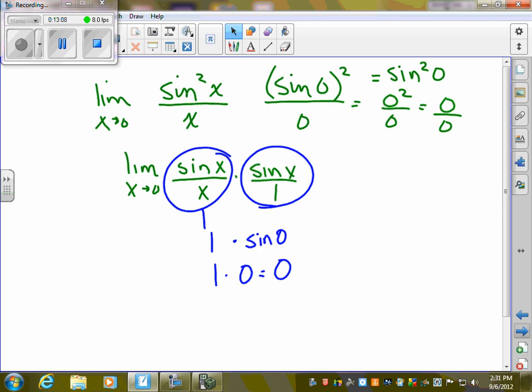Okay, not going to lie, a lot of times these trig limits can get very tricky. Sometimes there's some weird little things you have to do to them. They take some practice, getting used to what to pair up together, but we'll get a hold of it and we'll get through it. And that's the end of the lesson for today.